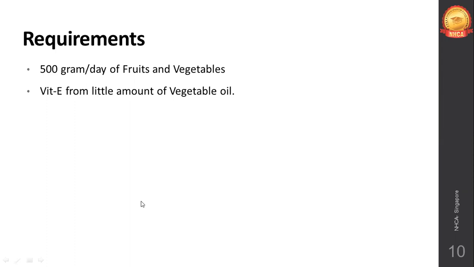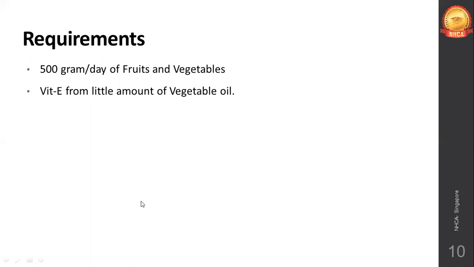So requirements: at least 500 grams of fruits and vegetables on a daily basis can supply you enough antioxidants to keep you healthy and to prevent all these diseases which we have discussed. The risk of these diseases can also be reduced if you have at least 500 grams of fruits and vegetables. For antioxidants, we do not have an RDA. At least have 500 grams of fresh, raw fruits and vegetables, which can give you enough antioxidants.